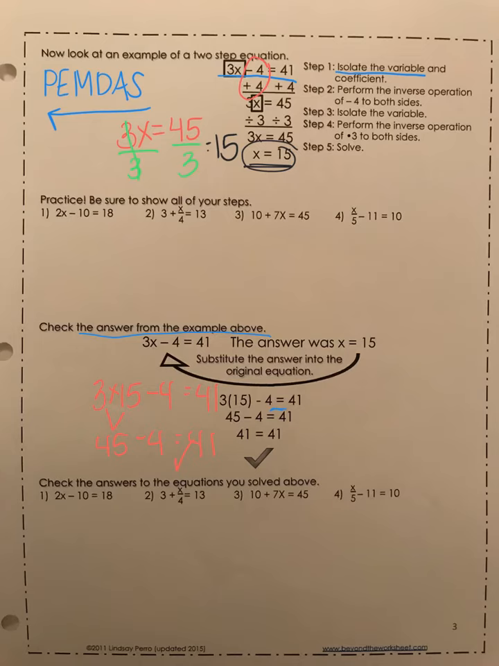Go ahead and try solving 1 through 4 on your own. Remember, these are now two-step equations. All you have to do is follow order of operations in reverse order in order to isolate the variable or solve for the variable. After you've solved for 1 through 4, you can press play again to check your answers.